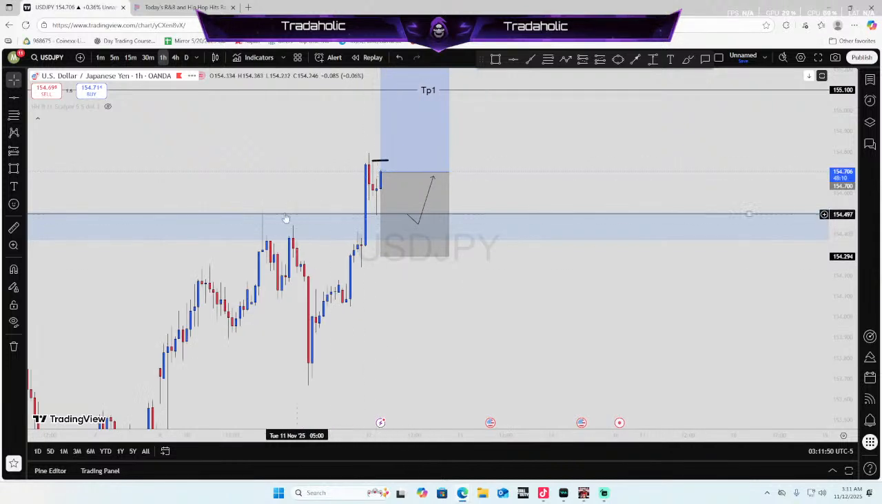Have a break and a retest of previous higher high structures to the left hand side. Have a doji wick rejection off of the previous highs to the left hand side, and then a bullish engulfing candle follow up right over here.